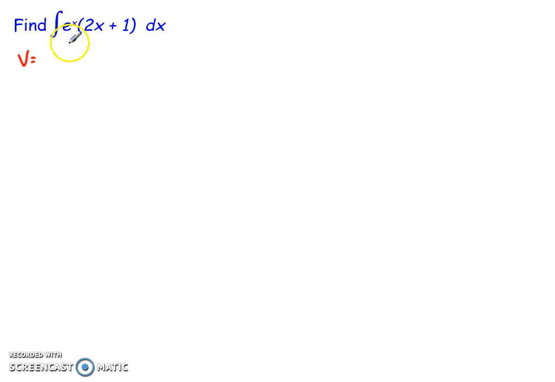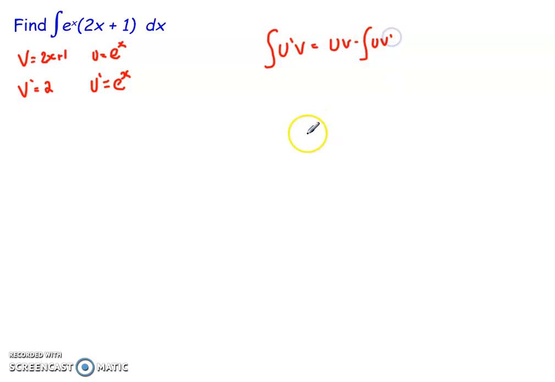So what I'm going to do is choose my v equal to the other function, 2x plus 1, because if I then take the derivative of it, v dashed, I end up getting 2. I'm then going to set u dashed, my second function, equal to e to the x. If I then integrate it, I get u equals e to the x. So now I have all the parts there. What I can do is use the same formula as before: the integral of u dashed v equals uv minus the integral of u v dashed. Plug all the parts together, and I then get my solution.